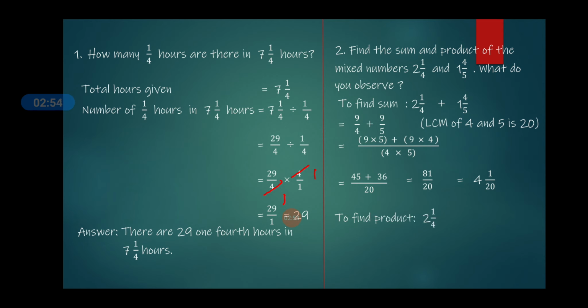To find the product, we need to multiply both the mixed numbers. The next step is the same as in addition. Convert the mixed numbers into improper fractions. Here we multiply both the numerators together and both the denominators together. 9 times 9 is 81 and 4 times 5 is 20. After that convert it into a mixed number. We get 4 1 upon 20. In observation, we can say that both the results are the same.